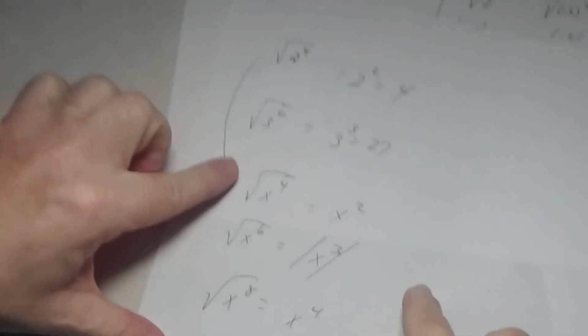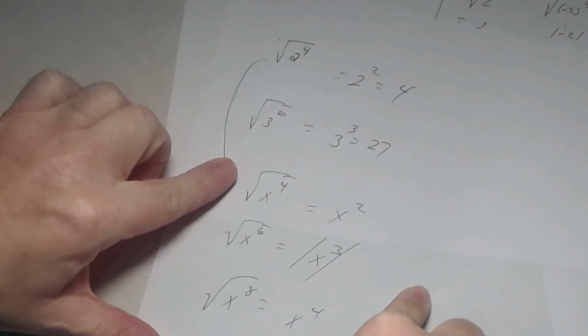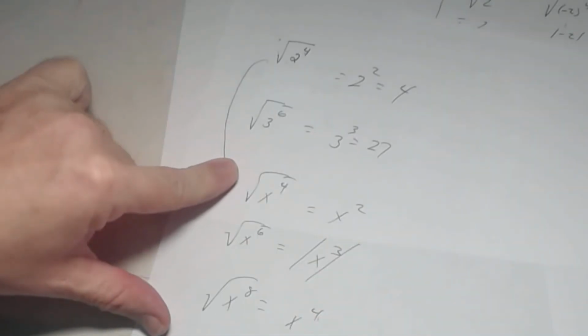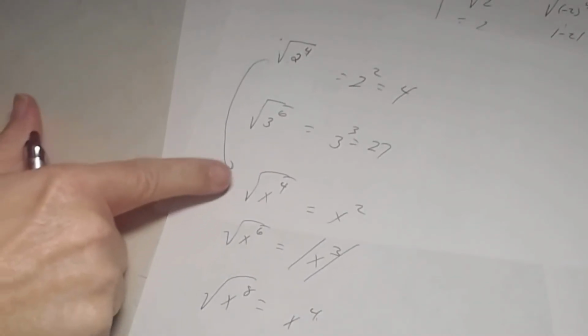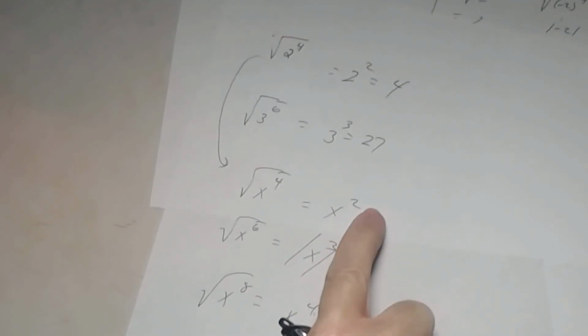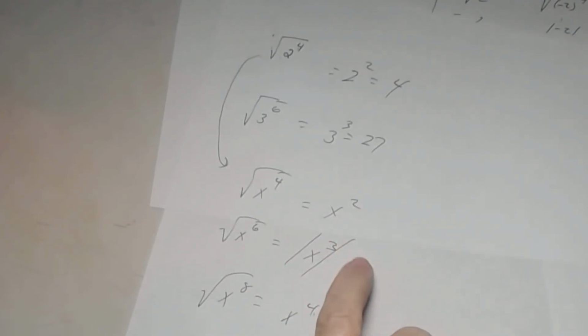Just be careful with this, though. All you got to remember, the only time you use absolute values is if the direction says assume that the variables represent any real number. Any real number means positive, 0, or negative. So that's where you think about, am I going to need absolute value? The only time you need it is if the index is even, and when you simplified, the exponent turned out to be odd. And that's all that was.